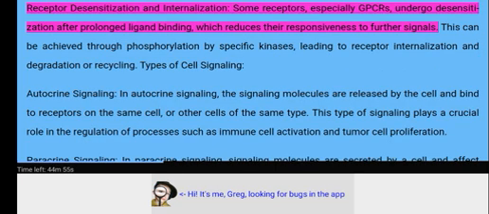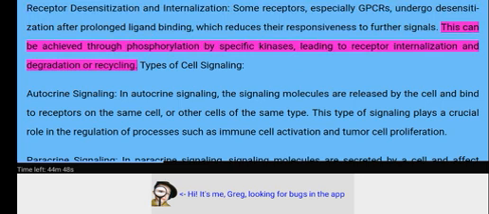Receptor desensitization and internalization. Some receptors, especially GPCRs, undergo desensitization after prolonged ligand binding, which reduces their responsiveness to further signals. This can be achieved through phosphorylation by specific kinases, leading to receptor internalization and degradation or recycling.